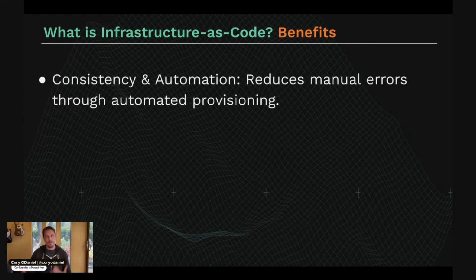The one that you'll hear people praise the most is consistency and automation. It helps you avoid manual errors in configuration by being able to have this pull request flow, seeing the stuff in code, and being able to apply it multiple times to different environments.